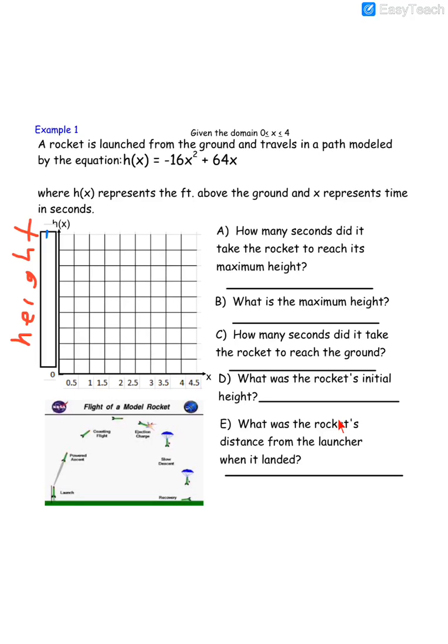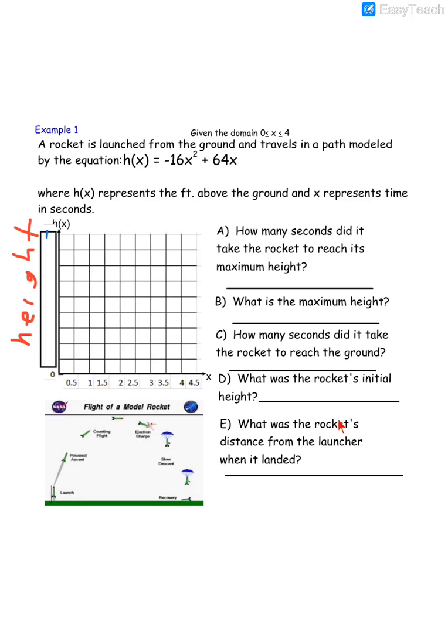So I'm looking at the x-axis right now, and it already goes up by 0.5. So I'm going to change my window. I'm going to hit second window. And I'm going to have a starting point of 0, and I'm going to have it increase by 0.5, and then I'm going to hit second graph again. And then I'm going to be able to graph some points.